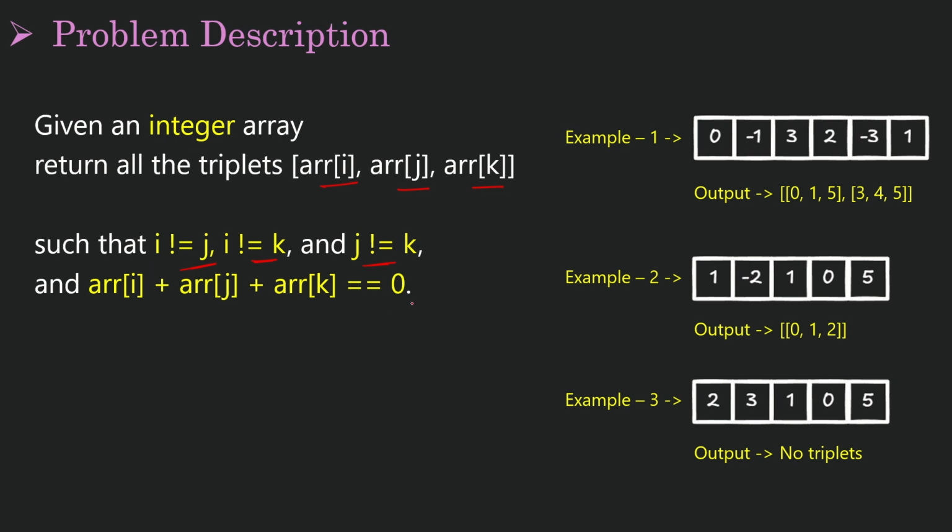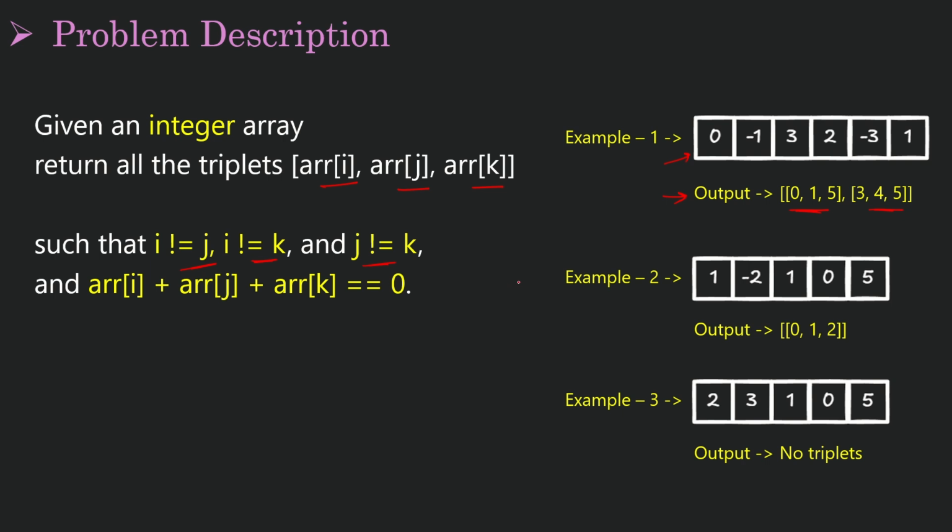Let's look at an example. Suppose our array is 0, -1, 3, 2, -3, 1. We need to find triplets of indices where the sum is 0. After checking, we find two triplets. Indices 0, 1, 5 give 0 plus -1 plus 1, which equals 0, and indices 3, 4, 5 give 2 plus -3 plus 1, which also equals 0. So, our output is the set of triplets (0, 1, 5) and (3, 4, 5).